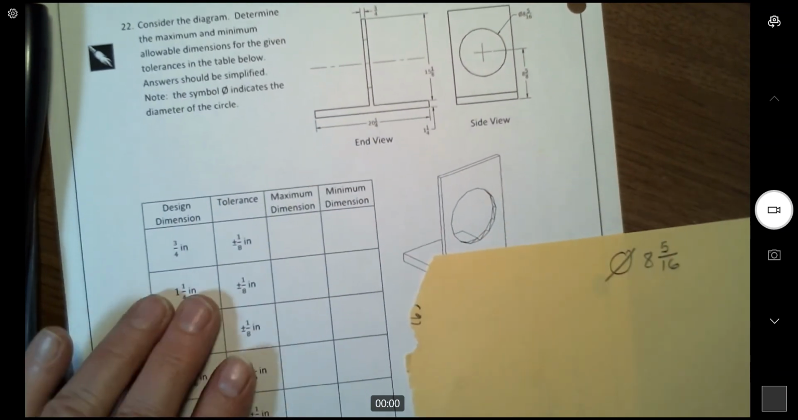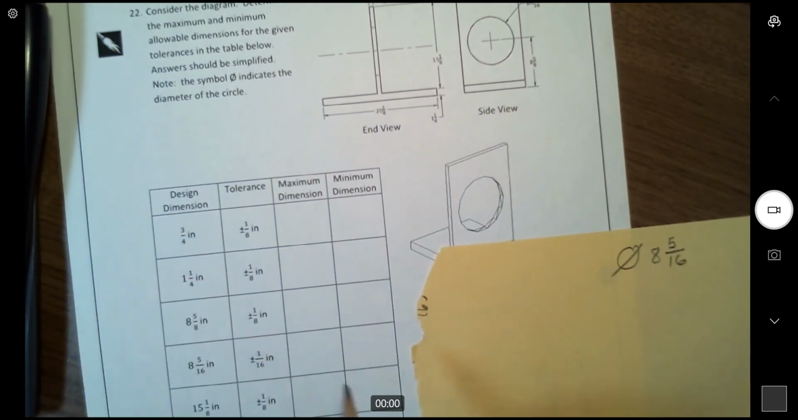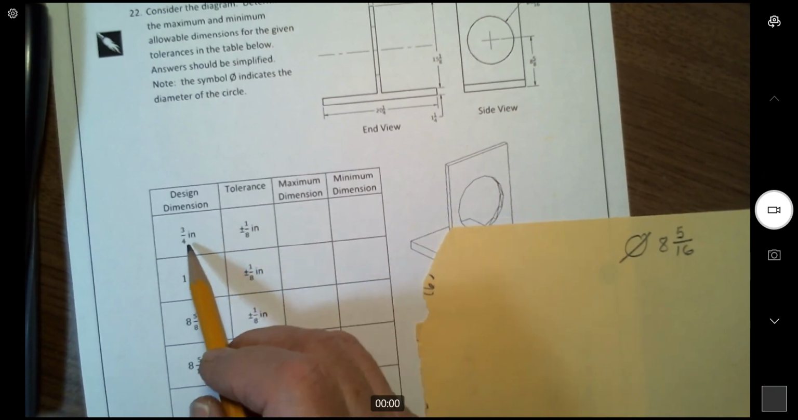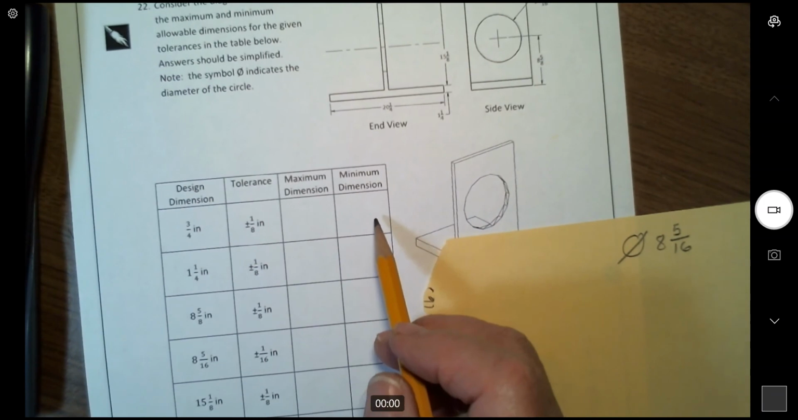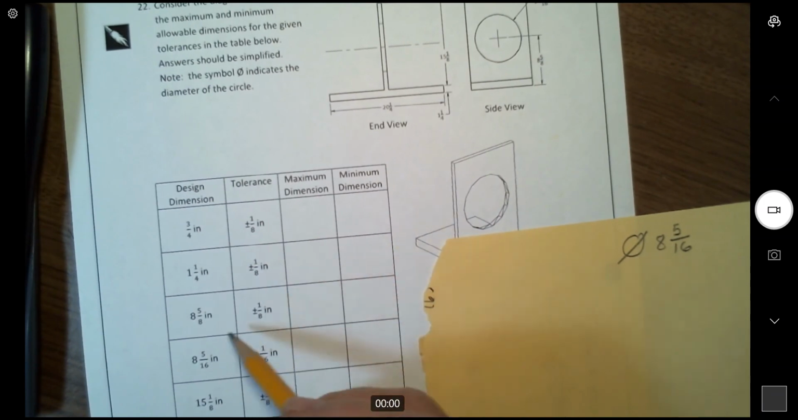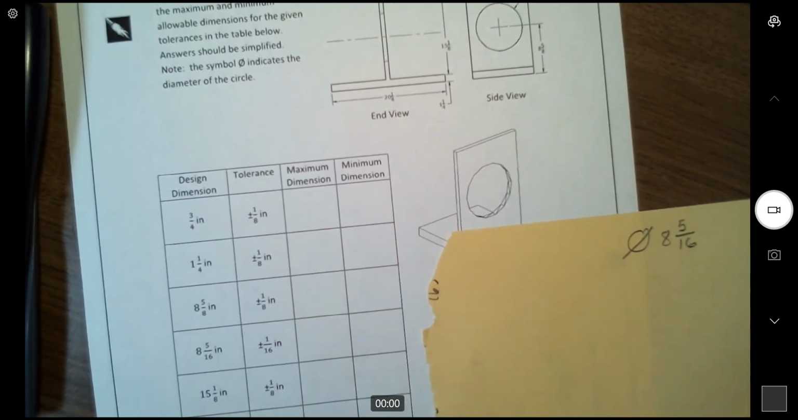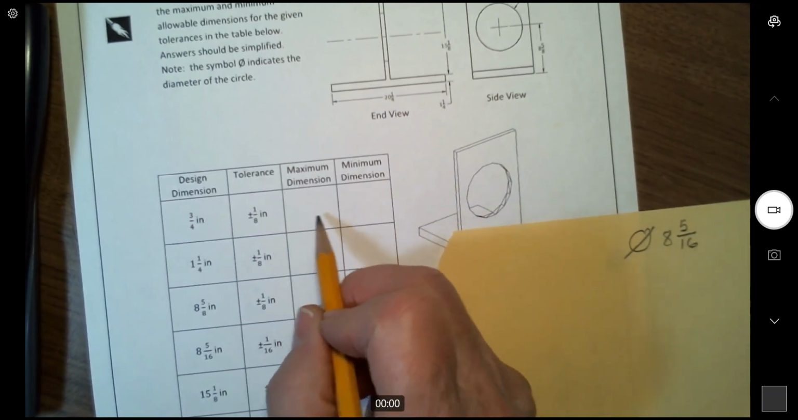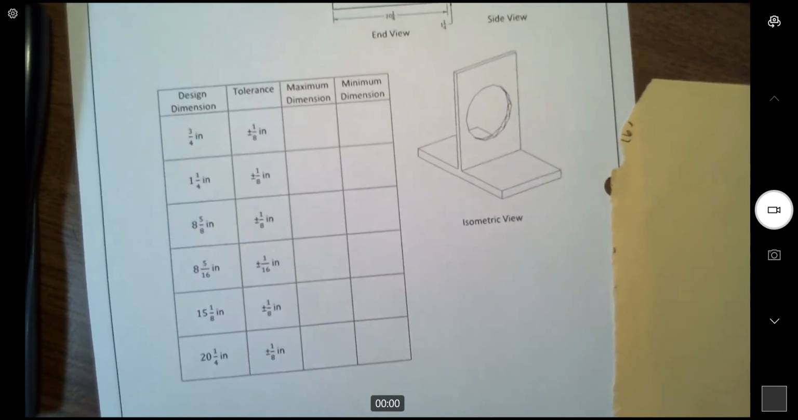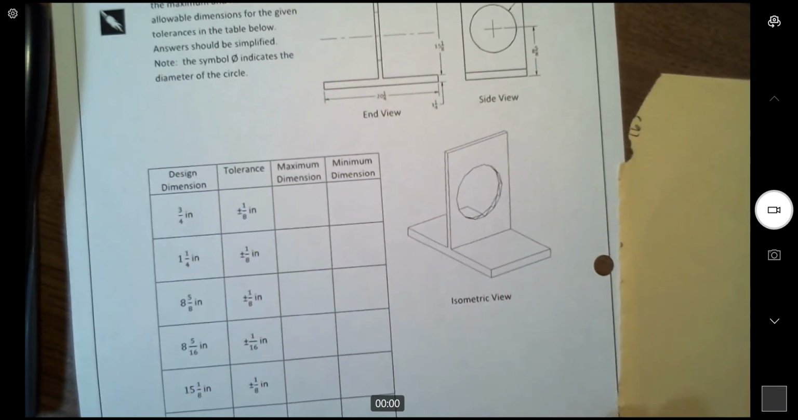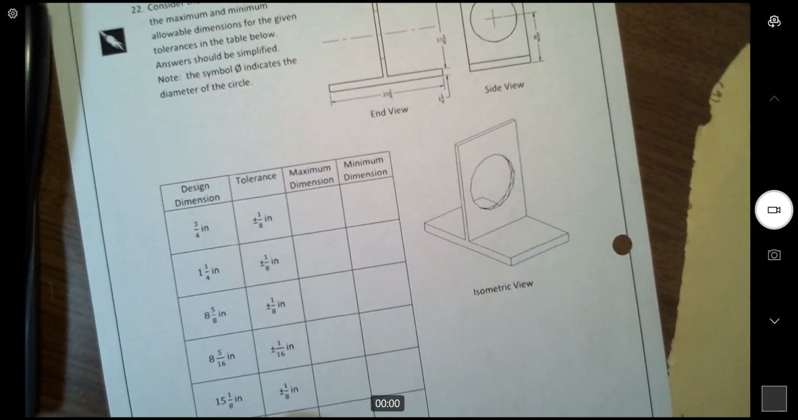Okay, so what we want to do here is just take these guys. Here's the design. You want to add an eighth in order to get the maximum, subtract an eighth in order to get the minimum. They should be pretty straightforward. You're probably going to be doing these in your calculator anyway. Just show me that you're adding and subtracting and show me your answer. That's what I would be expecting to see. So that's the last problem in this section, and we'll be moving on to section 1.2.